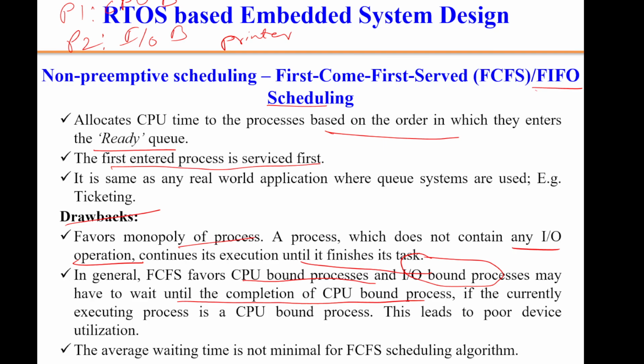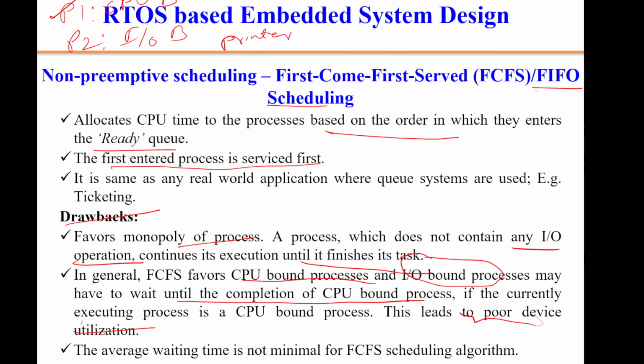A CPU bound process requires most of the time the CPU itself. Suppose P1, a CPU bound process, has entered the ready queue first, then it will consume most of the CPU time. But P2, which requires only a small amount of CPU time, will get it very late. That is the disadvantage, which leads to poor device utilization.